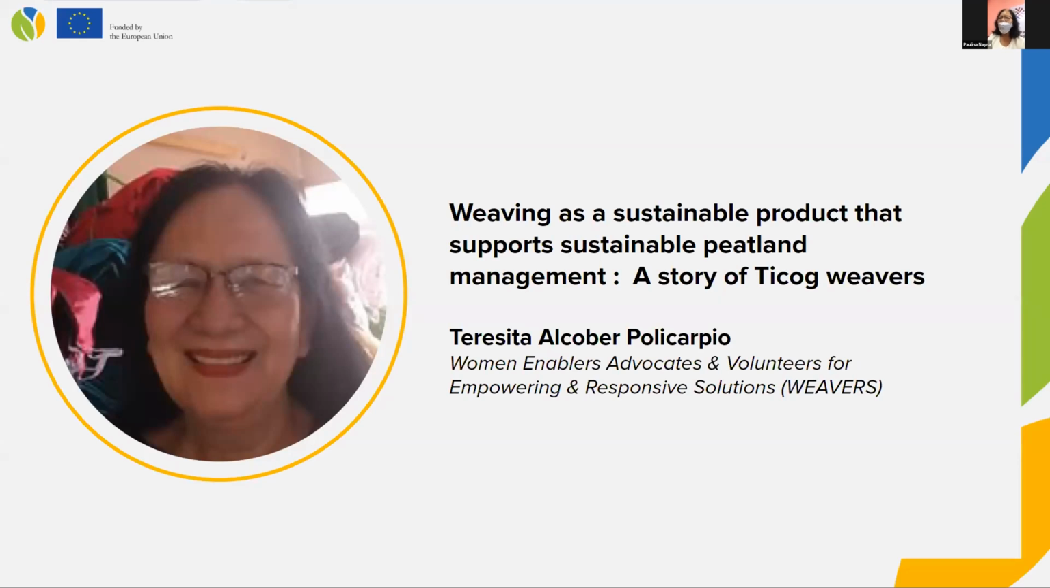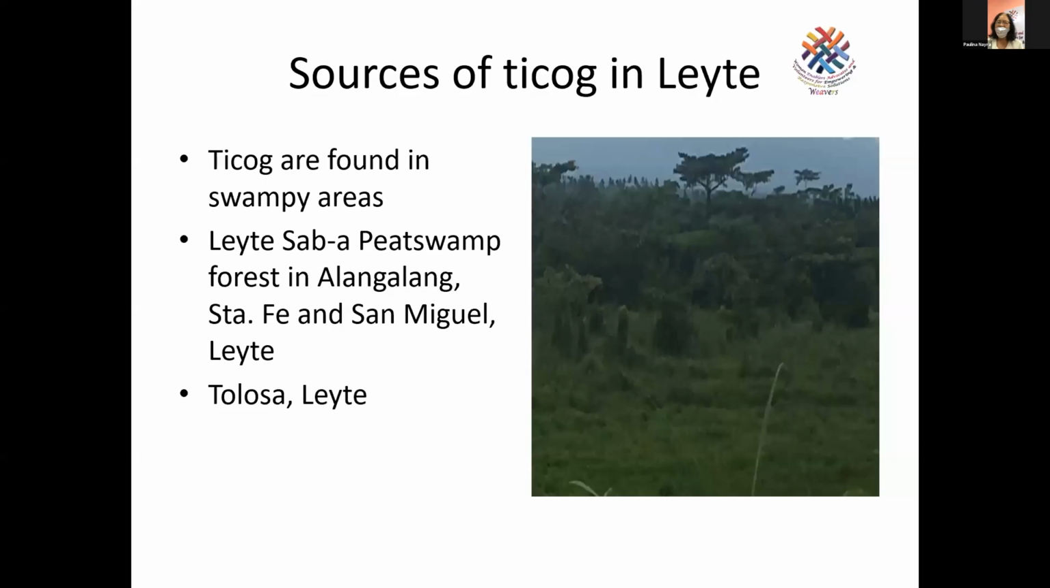There are patches of Tikog found in swampy areas all over the region. It is particularly abundant in the Leyte peat swamp forest in Alang-Alang, Santa Fe, and San Miguel, Leyte. We source our Tikog raw materials in Tolosa, Leyte. Tikog are ready for harvesting every 2 months when they are matured, but only leaves are harvested.